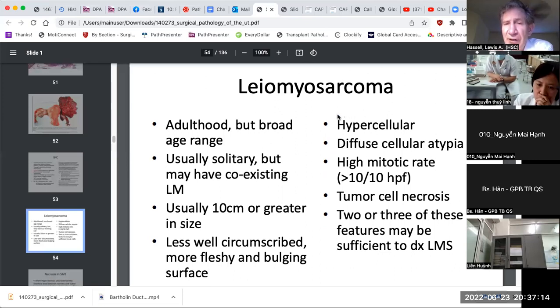So microscopically, the features that we look for and would consider helpful are the cellularity, cellular atypia, mitotic rates. Now I said over 10, but usually it's over 15. But if you've got these other features and more than 10, you're certainly on good solid ground. And then tumor cell necrosis. You don't have to have all of these features. If you have 2 or 3, that may be enough to push you into that category of calling it leiomyosarcoma.